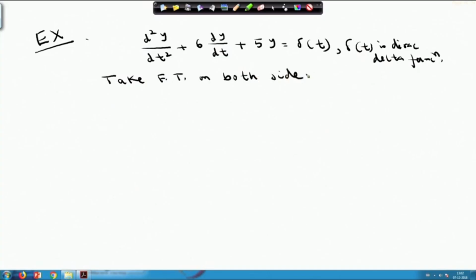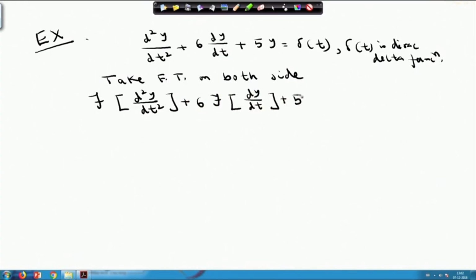If I take the Fourier transform on both sides, what will I obtain? Fourier transform of d2y/dt square plus 6 into Fourier transform of dy/dt plus 5 into Fourier transform of y equals Fourier transform of the Dirac delta function. And if you recall, we have already done that the Fourier transform of y to the n of x is minus i alpha whole to the power n into y of alpha.